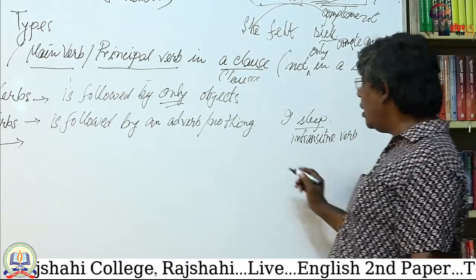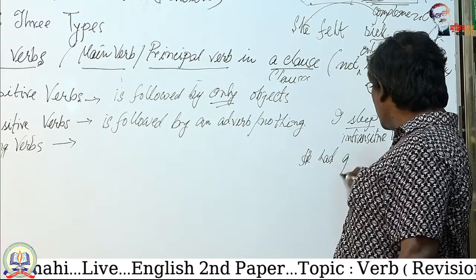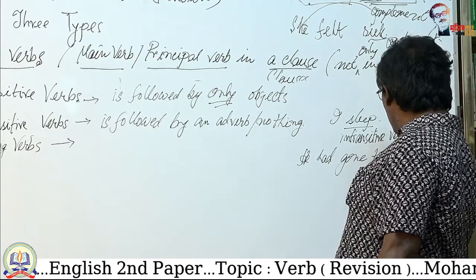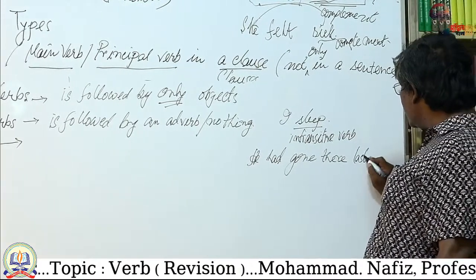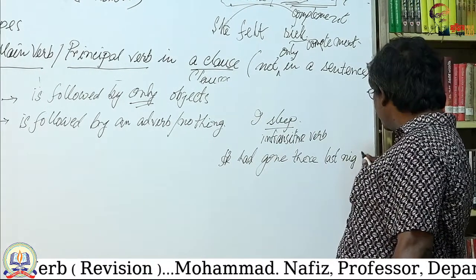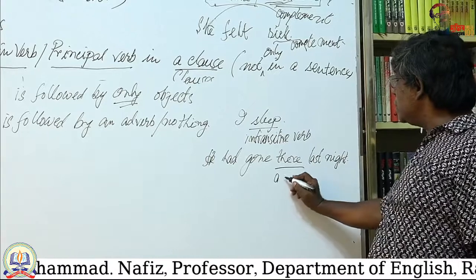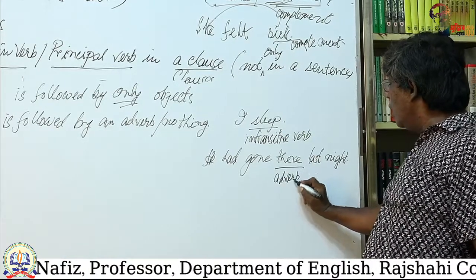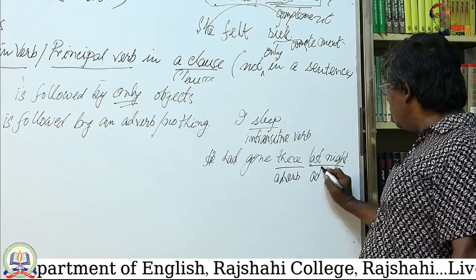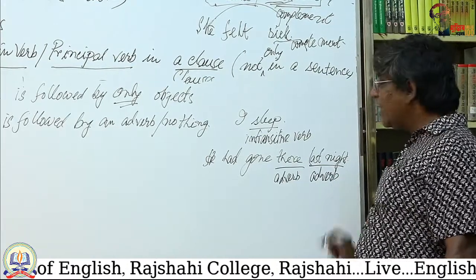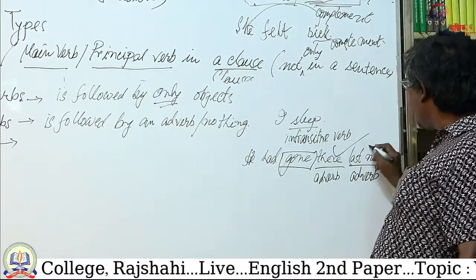Again, he had gone there last night. In this sentence, we have two adverbs. There is an adverb of place. Last night is an adverb of time. Therefore, the finite verb gone is followed by two adverbs.